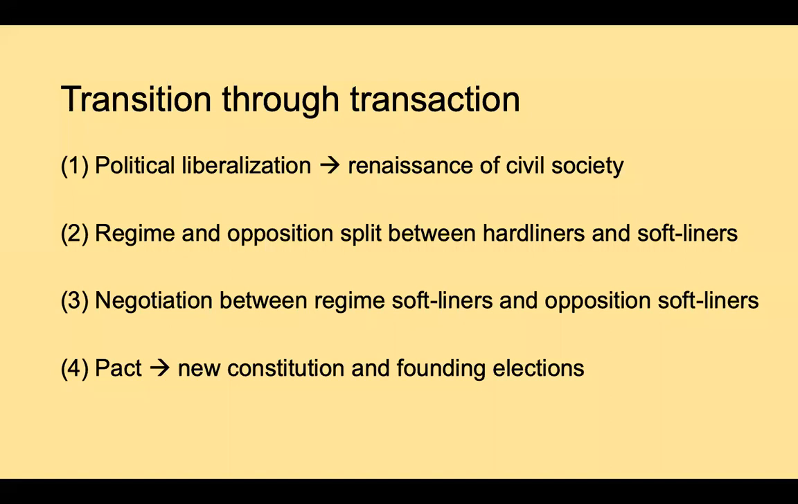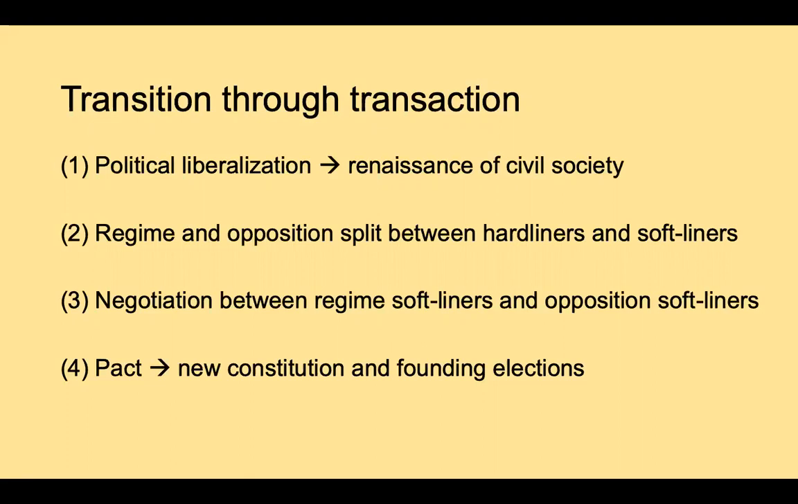But that process really is characterized by 4 stages. And the first stage involves political liberalization and the renaissance of civil society. This is when restrictions on parties are lifted, restrictions on political organizing are lifted, exiles are allowed to return home, various types of changes that are designed to permit the opening of civil society. We call this political liberalization. The second stage is when the regime and the opposition split between hardliners and softliners.